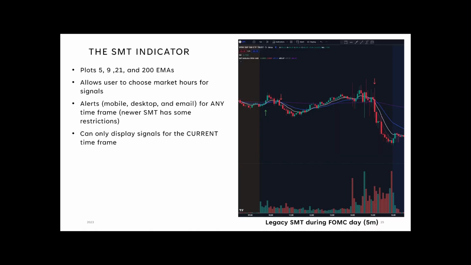So going to the legacy SMT indicator. It's got some nostalgia here. This was the first indicator I developed. This is the SMT indicator in its simplest form. If you don't care about the dashboard, all those key levels, or having multiple time frames, none of that matters to you.